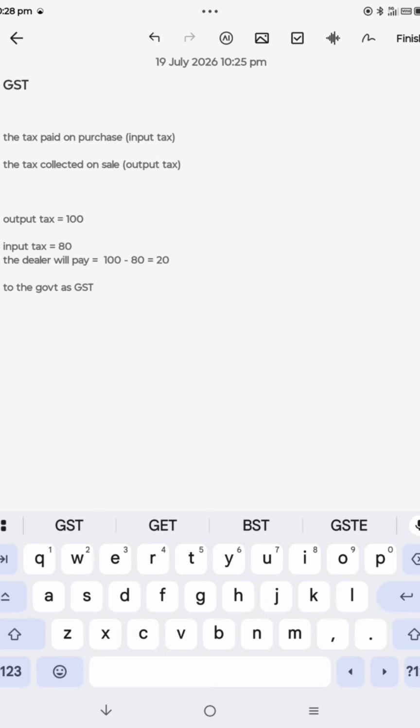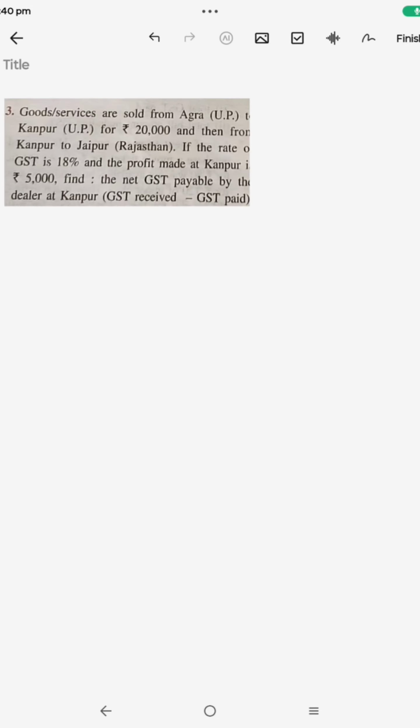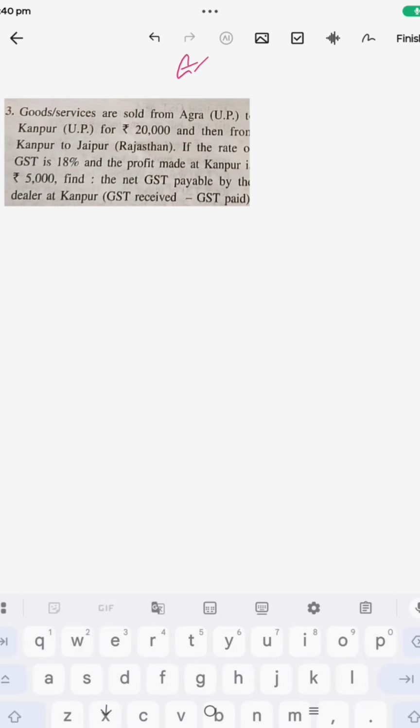जब डीलर पे करता है परचेस करते हो तो वो इनपुट टैक्स होता है। जब डीलर टैक्स कलेक्ट करता है कोई भी चीज सेल करते वक्त तो वो आउटपुट टैक्स होता है। अगर हम सपोज करते हैं कि आउटपुट टैक्स जो ₹100 है, इनपुट 80 है, तो डीलर को पे करना पड़ेगा 100 माइनस 80 इज इक्वल टू ₹20। और वो ₹20 जाता है गवर्नमेंट को जीएसटी के तौर पर। ओके, समझ लो.